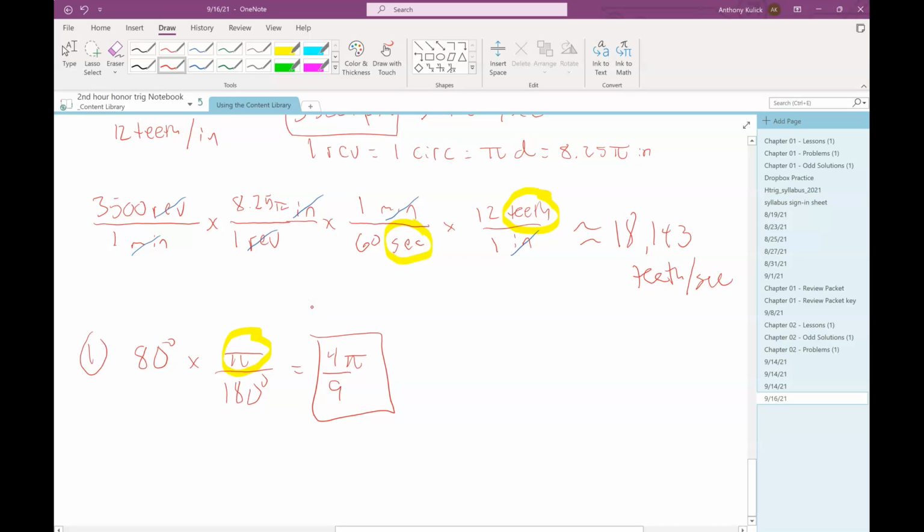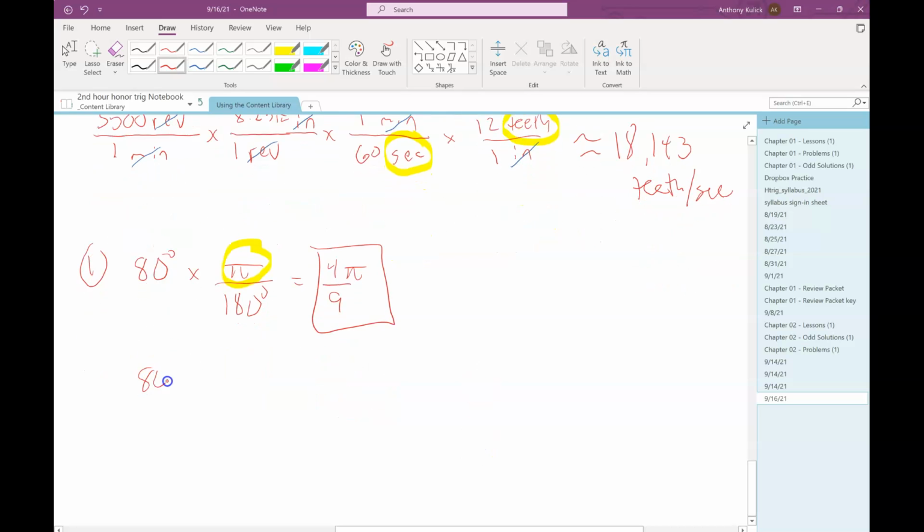The other way you can think about it is 80 over 180 times pi, and you can reduce by hand. Divide both the top and bottom by 10, and then divide both by 2, and you end up at 4/9 pi also that way. I know you guys can reduce fractions by hand, but sometimes it's tedious. Let the calculator do the tedious stuff. That's what it's there for.